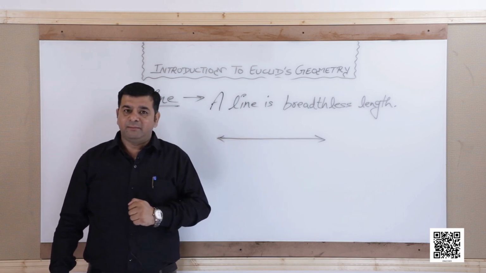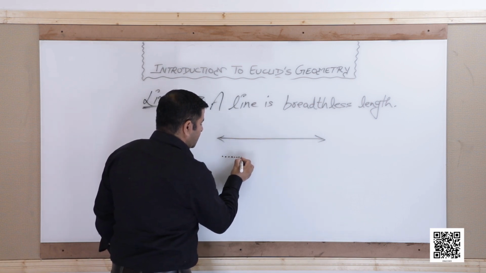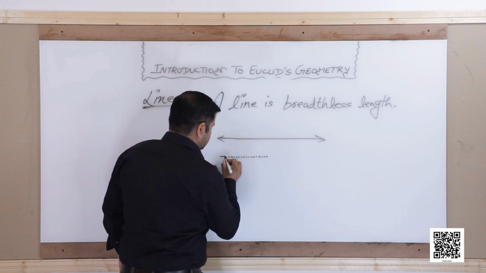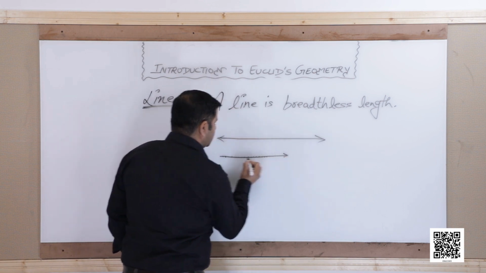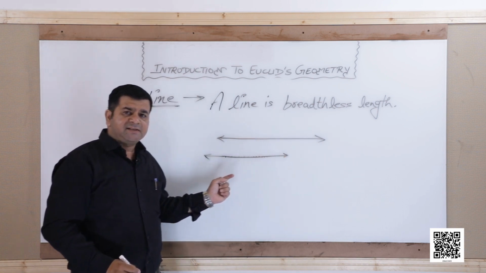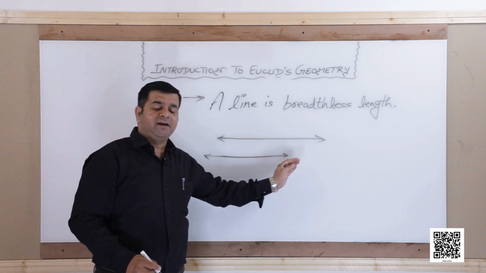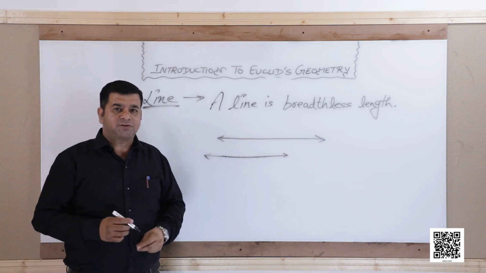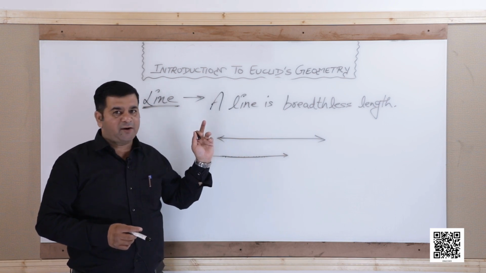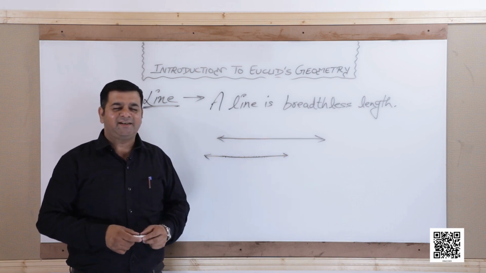And how is a line made? A line is made by the combination of infinite points. Now this is how a line is made. That means this line has an infinite number of points which are joined, and the line is extended in both the directions. So students, always remember, a line can be extended in both directions, so it cannot have any fixed length. So this is how Euclid defined line.